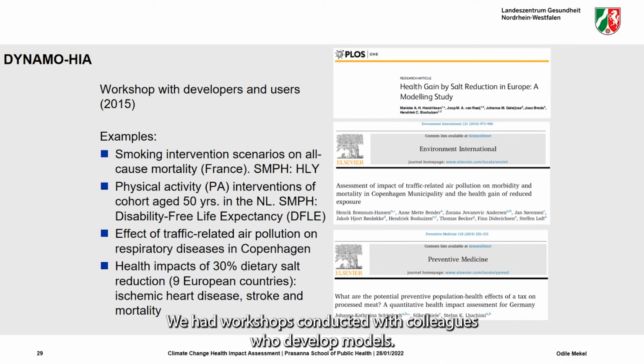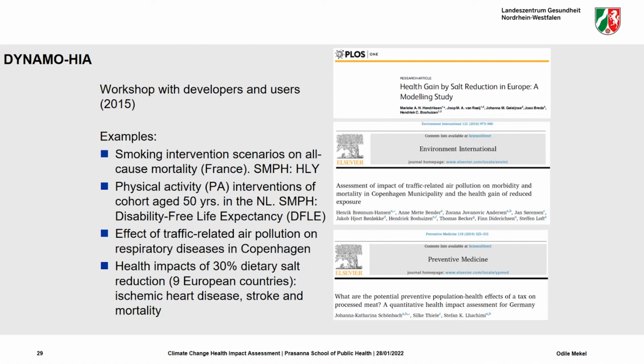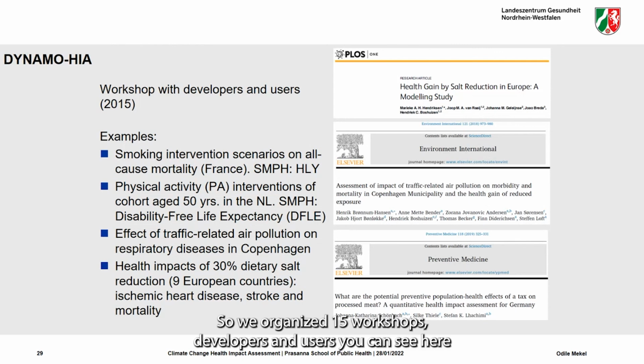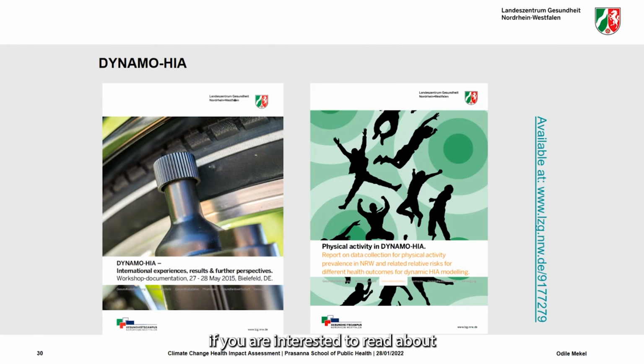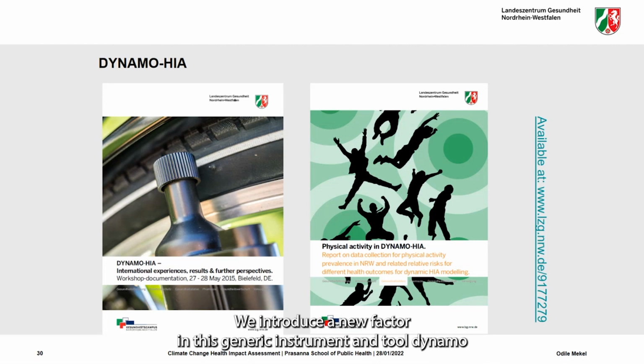We conducted workshops with colleagues who develop models, but also if you are working with a specific model, it's good to have contact with other developers and users to ensure the quality of the work you're doing. So we organized 15 workshops with developers and users. You can see here what kind of other risk factors and policies, in which context others are doing this modeling: salt reduction, traffic related air pollution, and we did physical activity. It's quite useful to keep in contact, and if you are interested to read about this workshop, we provide a workshop documentation. And on the right side, you see the physical activity report. We introduced a new factor in this generic tool, Dynamo HIA, on physical activity. This risk factor was not already included.